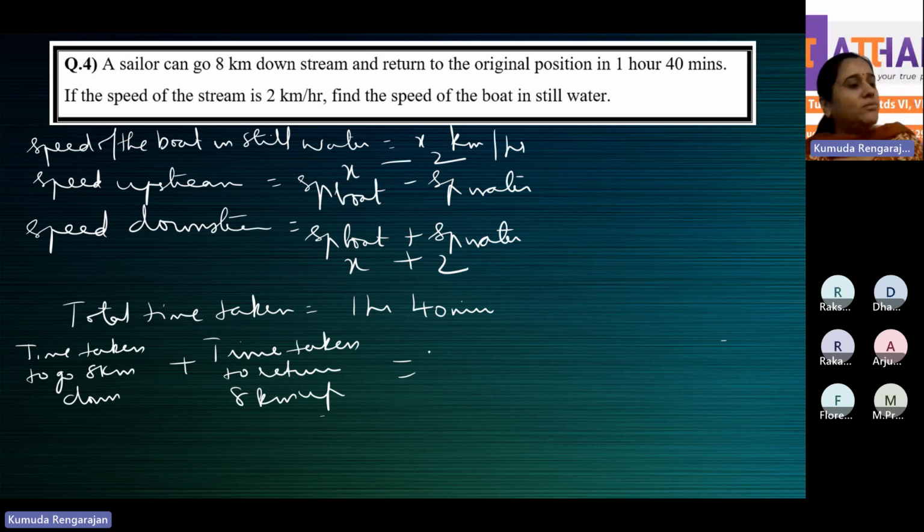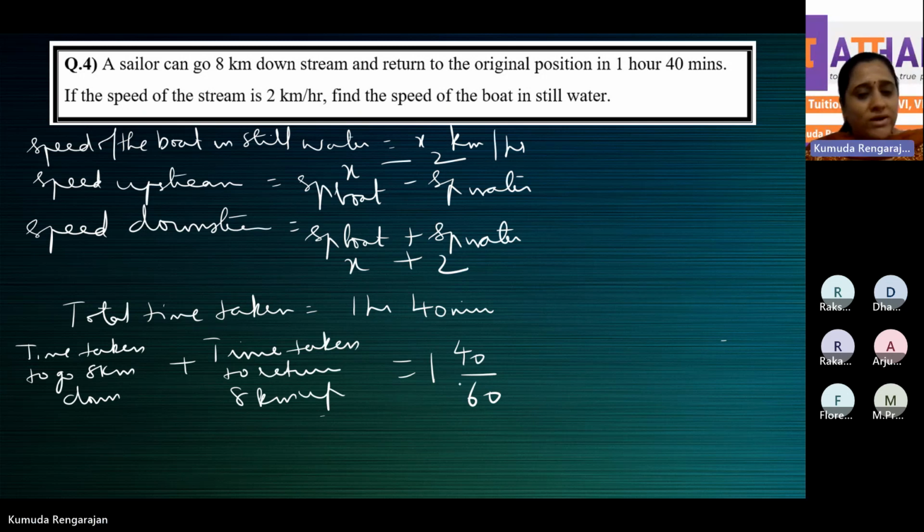How do you convert 1 hour 40 minutes to hours? I told you, write it like this: 1 hour as 1, and 40 minutes, write it as 40 by 60. Now it's converted to hours.